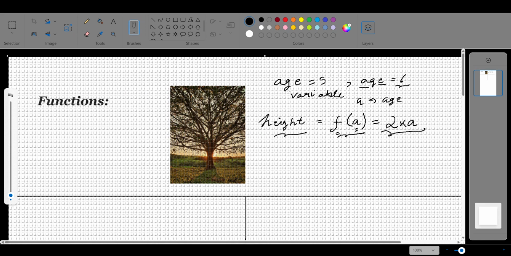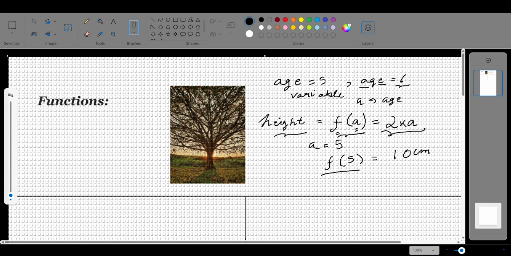Therefore, let's say a is equal to 5 days, for example. Then we could find out the height of the tree by looking at f of 5, which is equal to 10. And we could say that it's 10 centimeters, for example. 10 centimeters is the height of the plant. This is a function, something that shows the dependency of a certain variable on other variables.